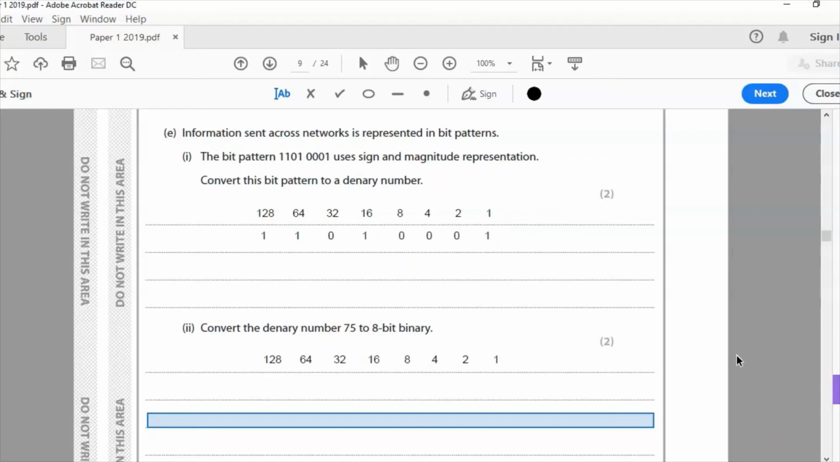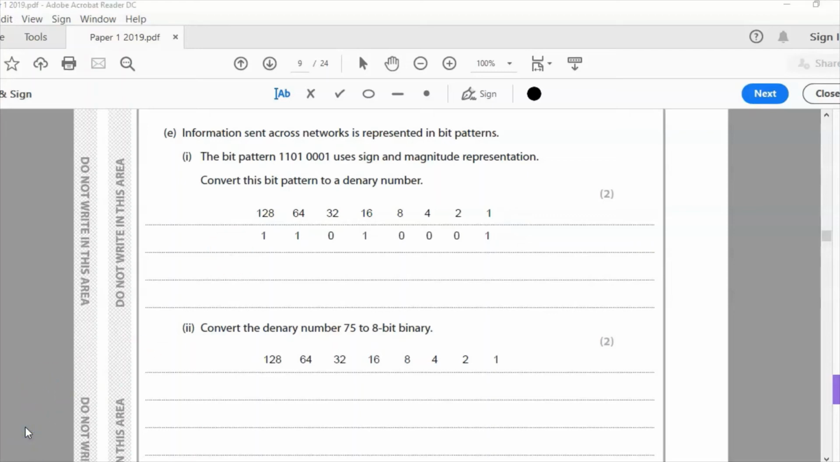Now, with this question, you're looking at a positive or a negative number. If the 128 bit contains a zero, you've got a positive number. If it contains a one, you've got a negative number. Because it says sign and magnitude representation, this is going to be a negative number. Convert this bit pattern to a denary number.